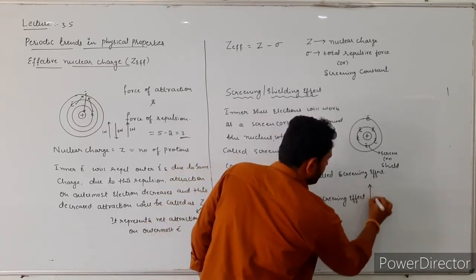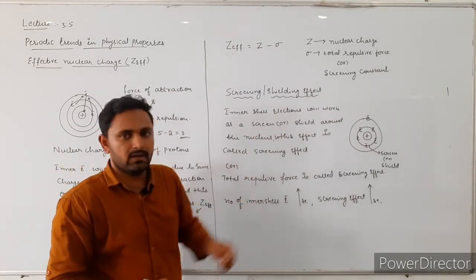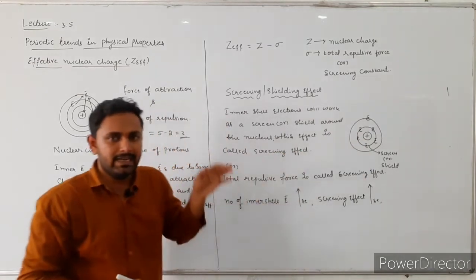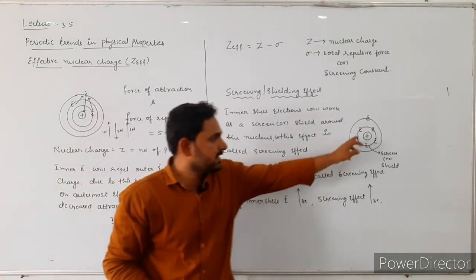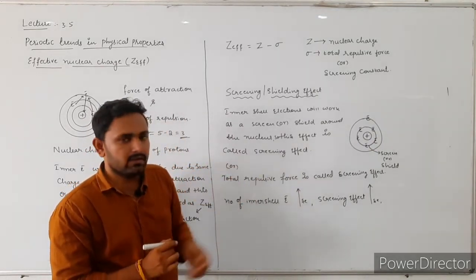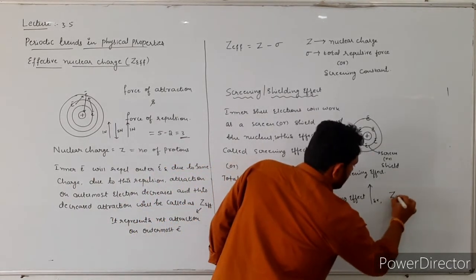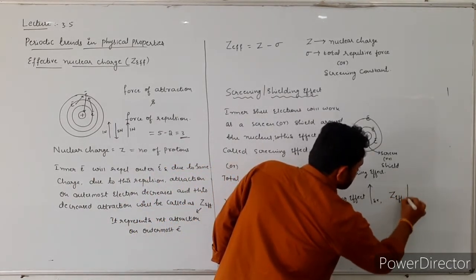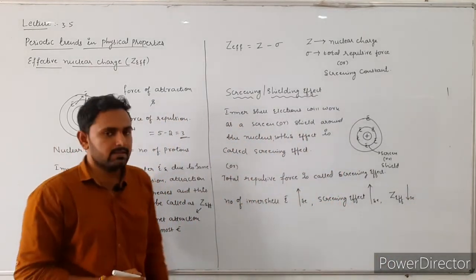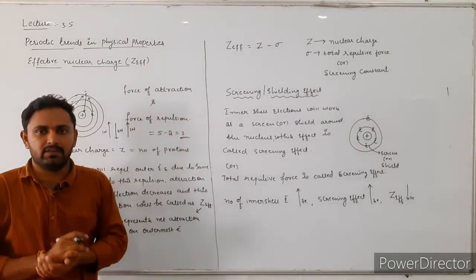If screening effect increases, then what happens to the attraction on the outermost electron? The force of attraction between nucleus and outermost electron decreases. Why? Because the inner shell electrons are protecting the nucleus from the outermost electron. The effective nuclear charge decreases. This is the effective nuclear charge and screening or shielding effect.